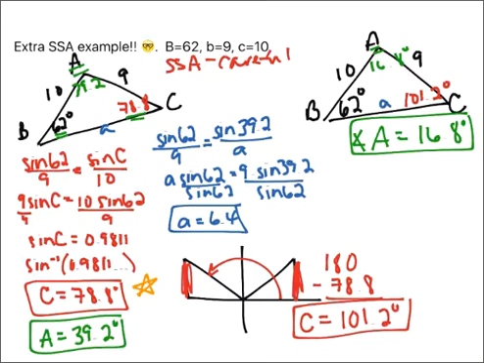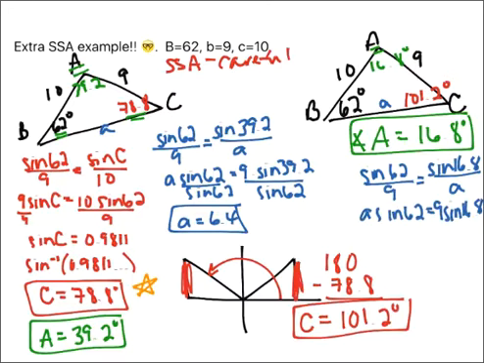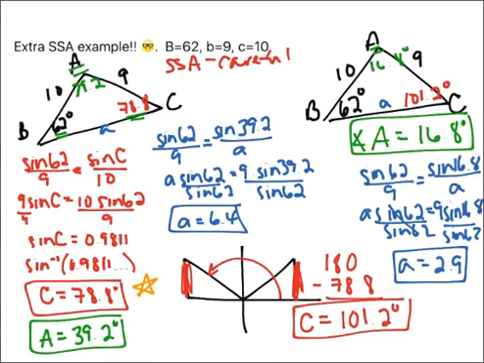I still need to find side A, so I'm going to set up another law of sines. Sine of B over B is equal to the sine of A, which we just found is 16.8, over A. Cross multiply. And if you don't have to write all this, that's fine. I'm just trying to show all this for the notes. Kind of messy, but side A this time is 2.9. So it was actually possible to find two triangles. So now you've seen an example of one triangle, no triangles, and two triangles.